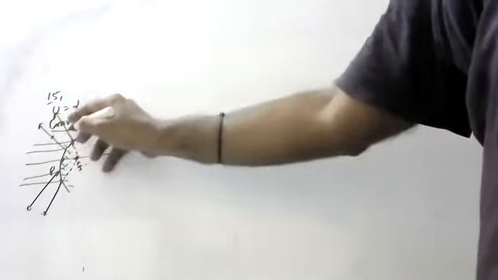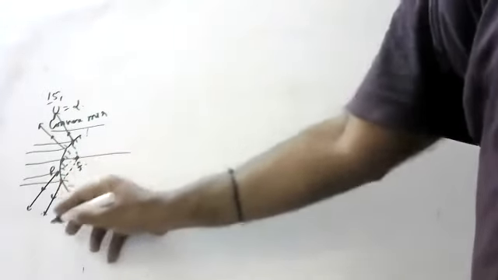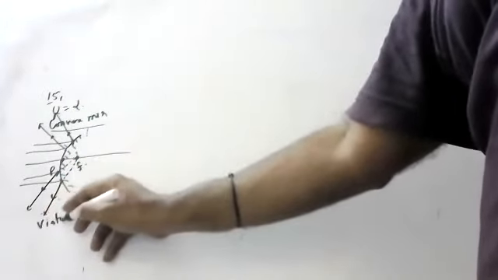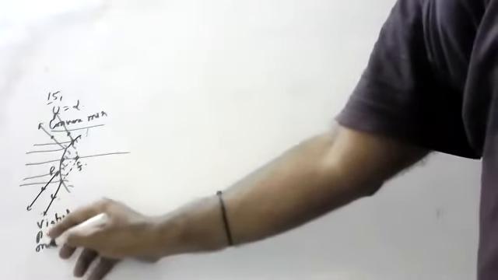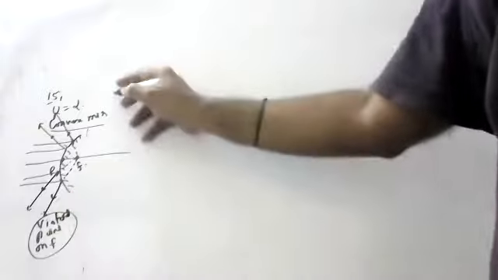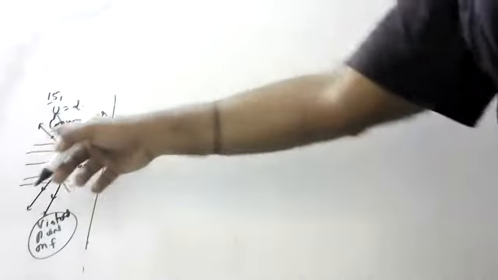Now what are the characters of the image? Virtual, erect, point size, on F. These are the characters when the object is at infinity in the convex mirror. Virtual because the object is here and the image is here, so it is virtual in mirrors. Point size, it looks like a small dot, and you are getting it on F, children.